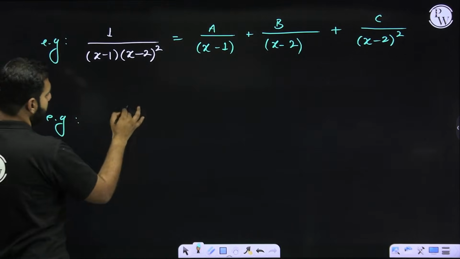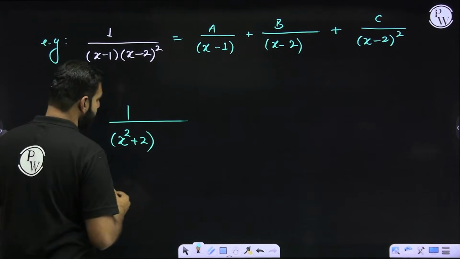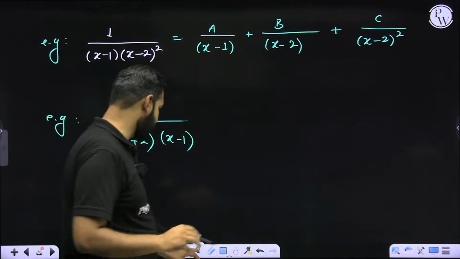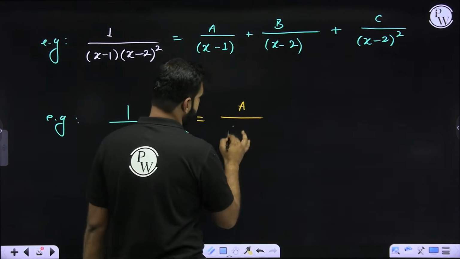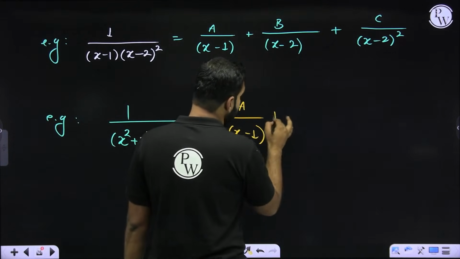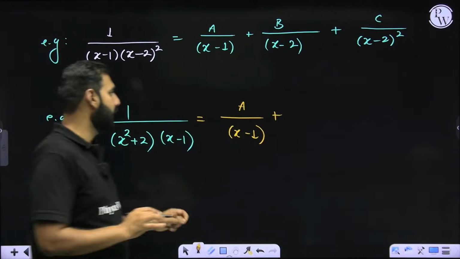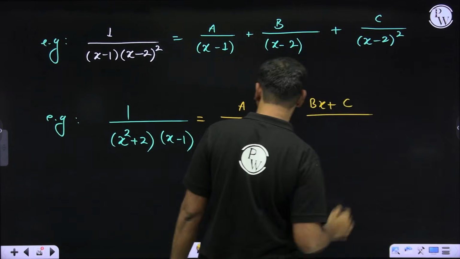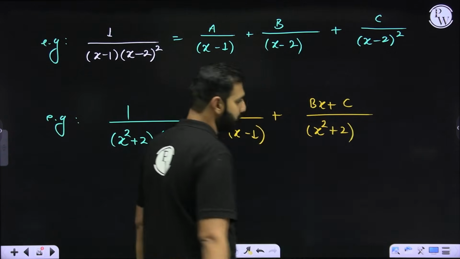So let's say here I have a factor which is x square plus 2, and the other factor is, let's say, x minus 1. So let me write the linear factor first. For a linear factor, we know it should be simply a constant upon that linear factor. But for a quadratic factor, you should write the numerator as a linear factor, which is bx plus c divided by that quadratic factor. Did you get that part?